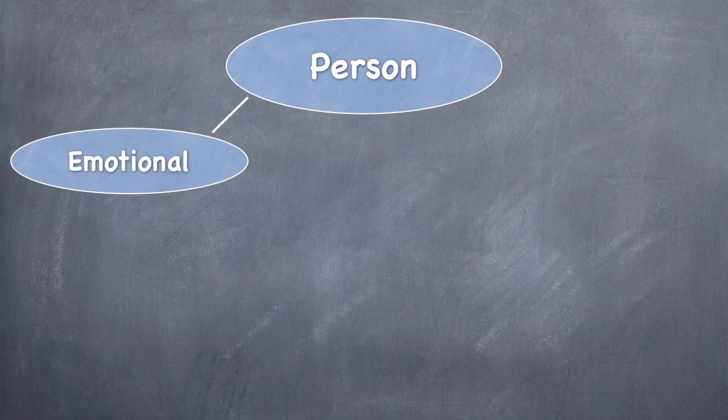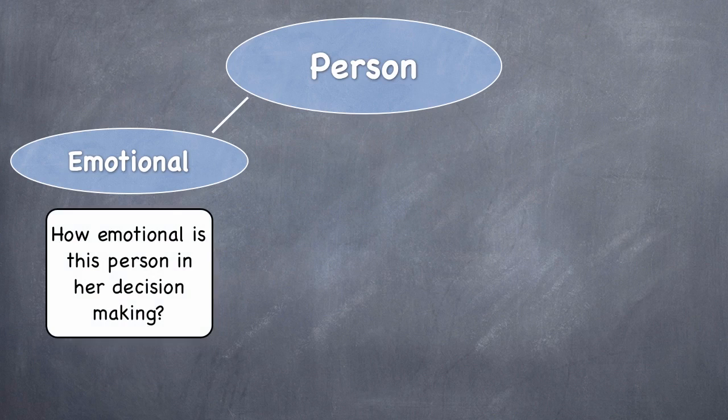Any person has emotions. Now, this section or this part of the essay will answer the question, how emotional is this person in her decision making? Or perhaps what predominant emotions does this person have? Is this person predominantly positive or negative or neutral or apathetic, and so on and so on. So you can discuss many emotions in terms of this person.